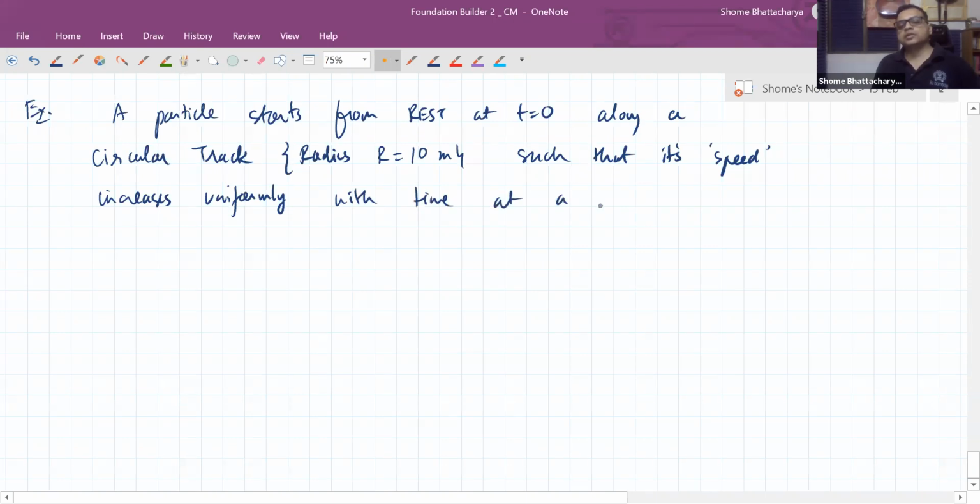At a rate of 5 meters per second square. So its speed increases with time uniformly at the rate of 5 meters per second square. So find out its speed v as a function of time.